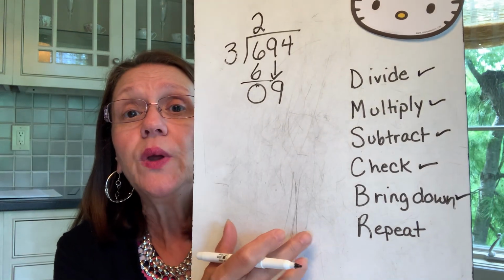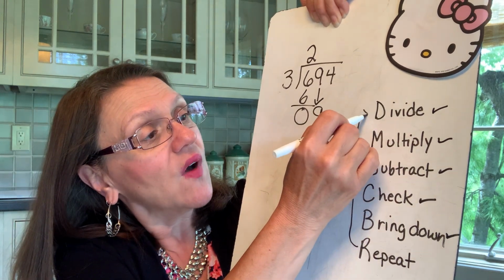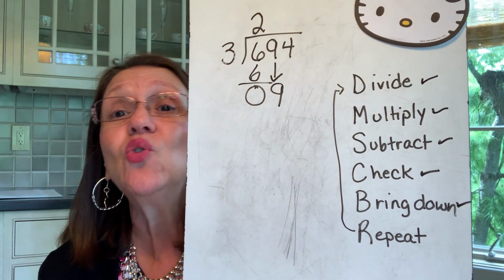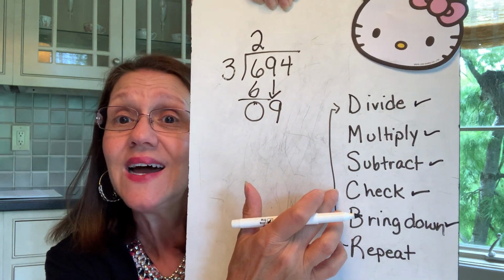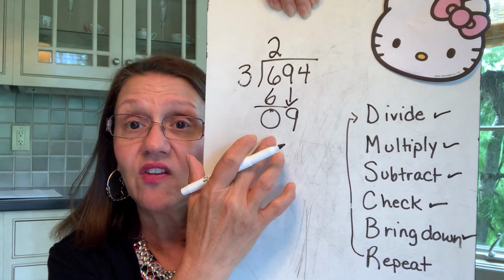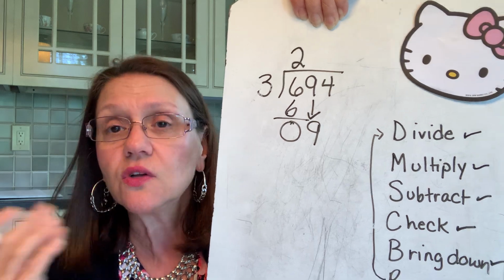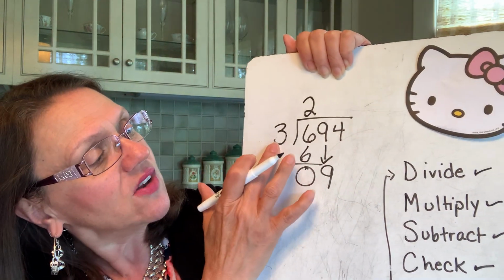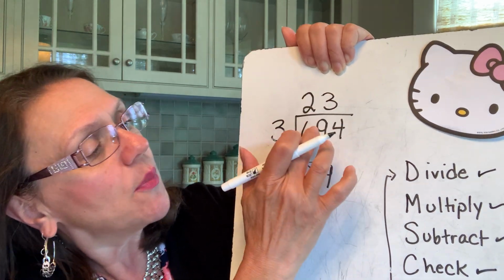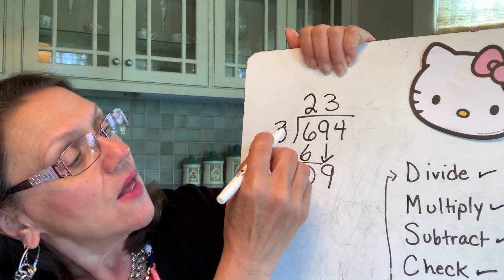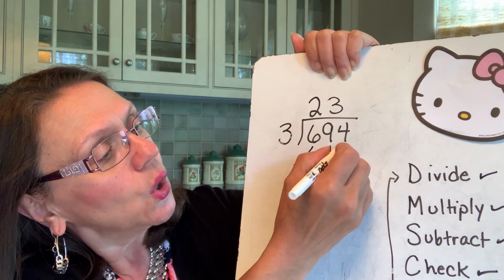Then finally, we repeat. That means we go all the way back up to our divide and we do it again. And we do it as many times until we get to the step of check where it's smaller, and when we go to bring down, there's nothing left. That means we're done. So I'll show you what I mean. How many times does 3 go into 9? It goes 3 times, so we put our 3 up on top of the 9. Then we multiply. 3 times 3 is 9. We subtract. We bring down.